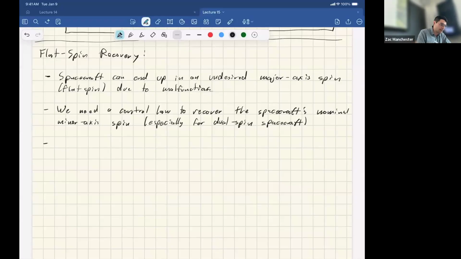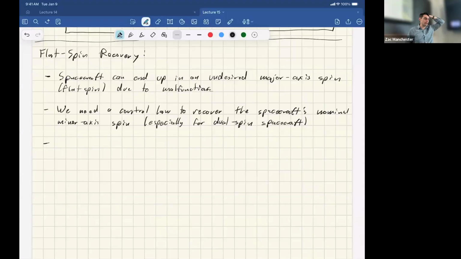Okay, let's see if we can intuit how to do this. Do we remember the energy arguments around the major versus minor axis spin? Which one's the energy min? Major axis, right? That flat spin. That's why this thing will go into a flat spin passively. So the minor axis is an energy max. It's the maximum energy state.